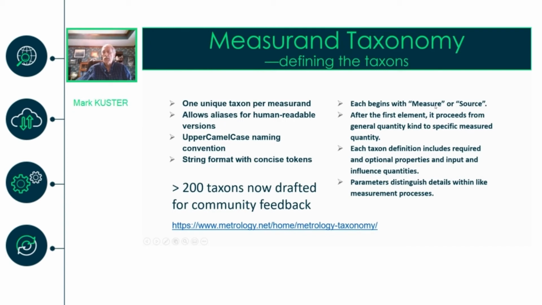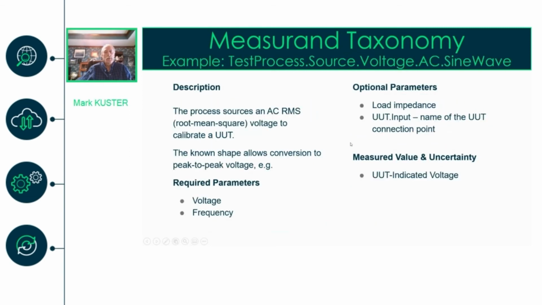We define each taxon by describing it as either a measurand or a source of the measurand, and we proceed from there from the general quantity kind down to the specific measured quantity. Each definition defines the required and optional input and influence quantities, and they look like this as an example.